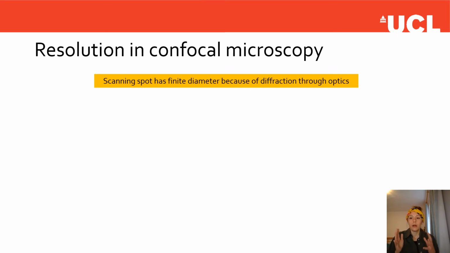So what affects the resolution of confocal microscopy? Now, our scanning spot, of course, has a finite diameter because of diffraction through the optics. If you think back to that slit movie that we showed, that's what's happening in our microscope. We can't make our scanning spot smaller by just making our slit smaller or objective smaller.